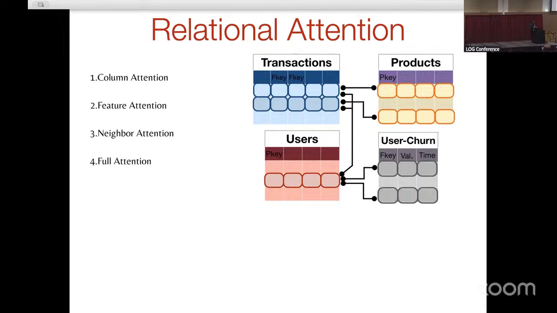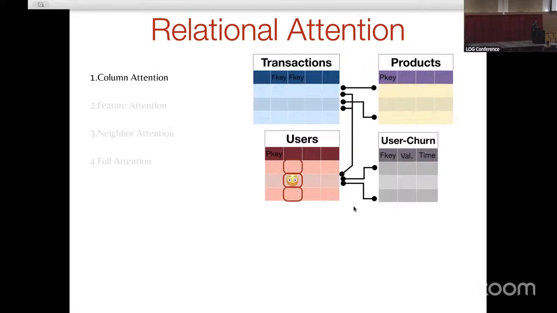The final part of the architecture is the attention mechanism. We have four different attention operations. The first one is column attention. We have this confused cell over here, and we attend this token with all the other tokens in the same column. The reason we do that is because we want to have a sense of what the distribution of values is with respect to a particular feature. So that's the first type of attention.